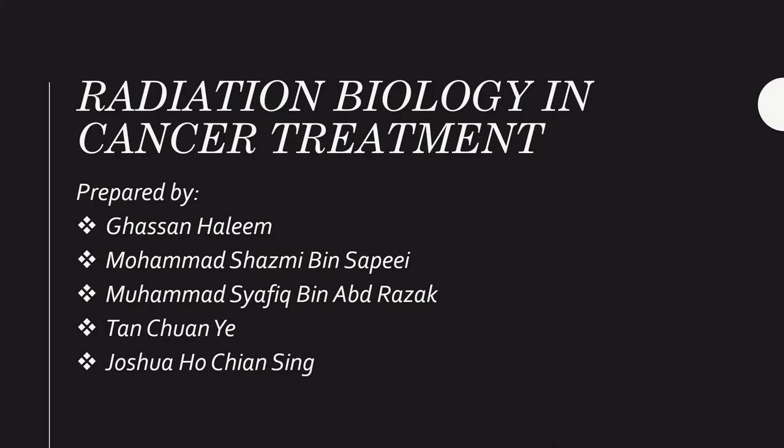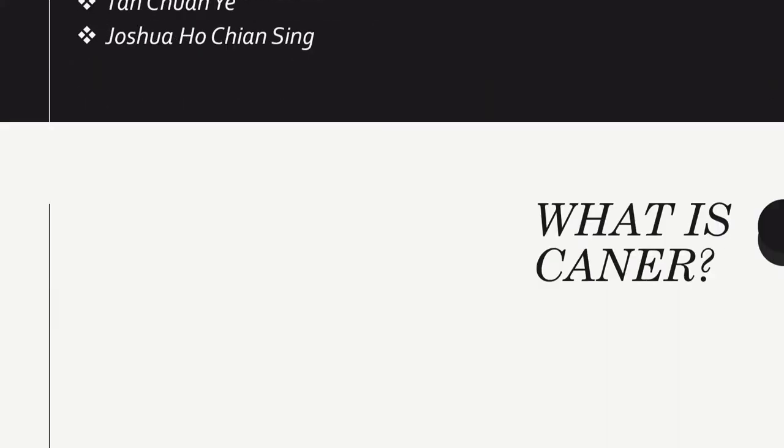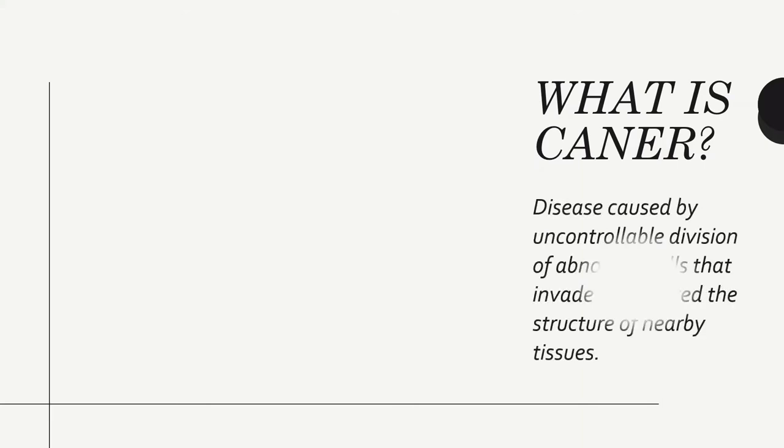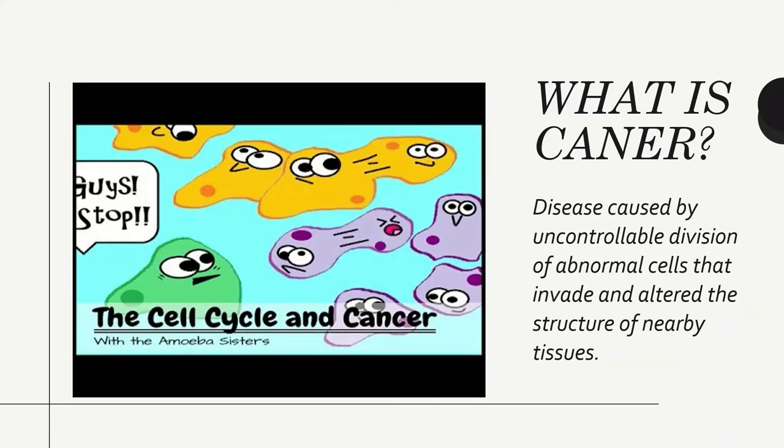So before I get into radiation biology, I would like to talk about cancer. So what is cancer? According to the National Cancer Institute, it is a disease caused by uncontrollable division of abnormal cells that invade and alter the structure of nearby normal tissues and cause them to mutate, like the picture I showed at the left hand side.